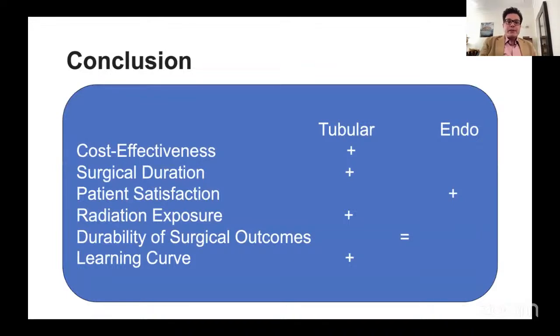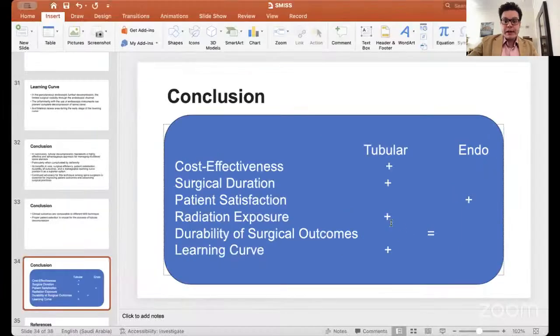So in conclusion, if we put tubular to endoscopy head-to-head and compare the cost effectiveness, we found that the cost effectiveness in tubular is superior. The surgical duration is better in tubular, especially in the beginning of the learning curve. Patient satisfaction is better in endoscopic spine surgery. Radiation exposure is also more with endoscopy. Durability of surgical outcome is comparable in both, and the learning curve is longer in endoscopy as well.